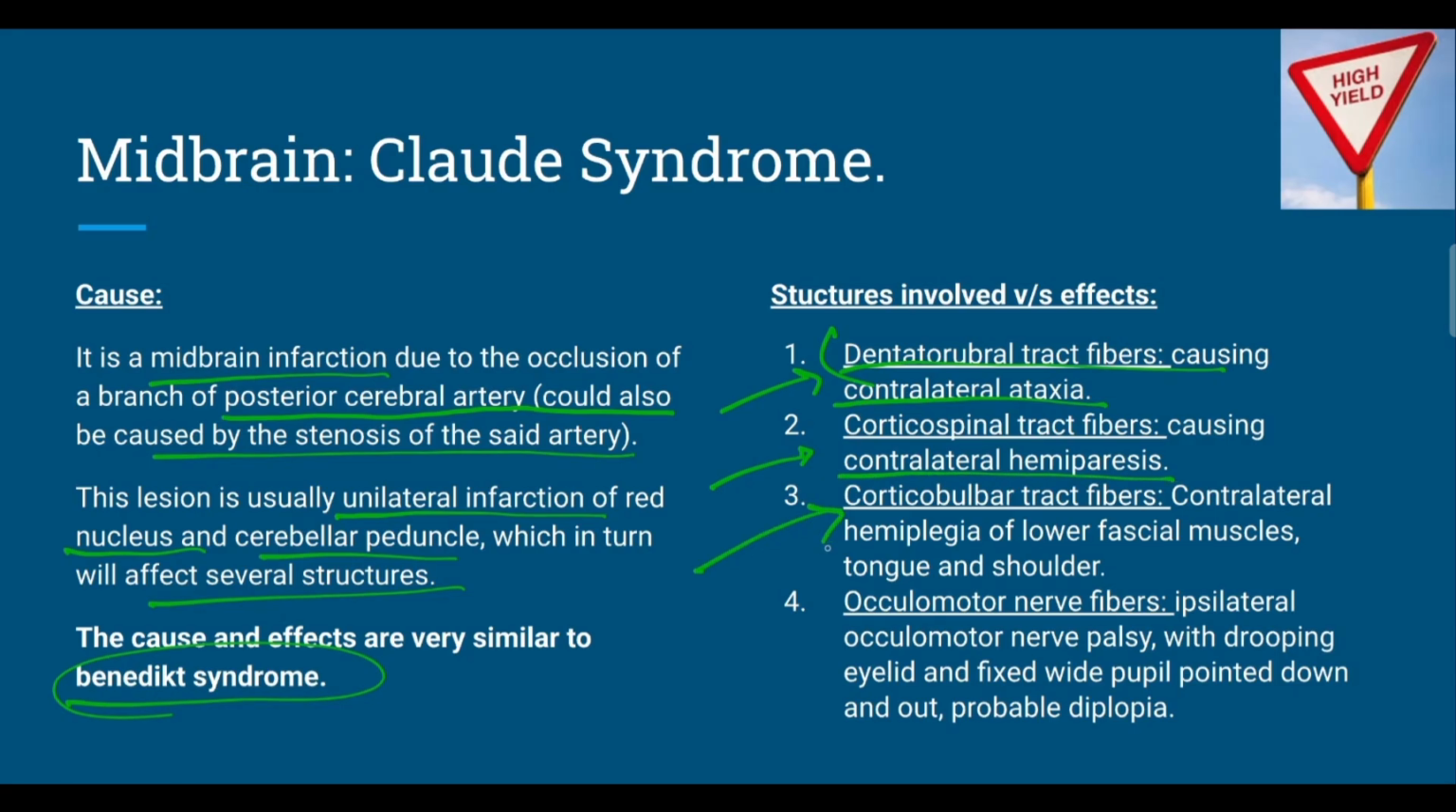Then corticobulbar tract fibers. These cause contralateral hemiplegia of the lower face, tongue, and shoulder. Think about the facial droop or tongue deviation. Finally, oculomotor nerve fibers. This gives that ipsilateral palsy, drooping eyelid, fixed pupil pointing down and out, and likely diplopia. Step 1 tip, tie these to the midbrain and posterior cerebral artery and you're golden.